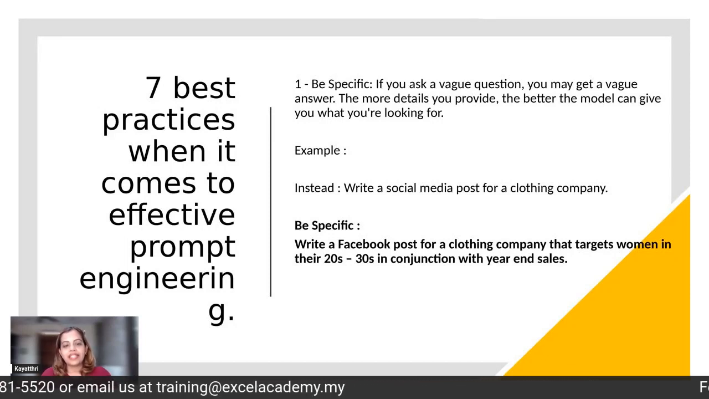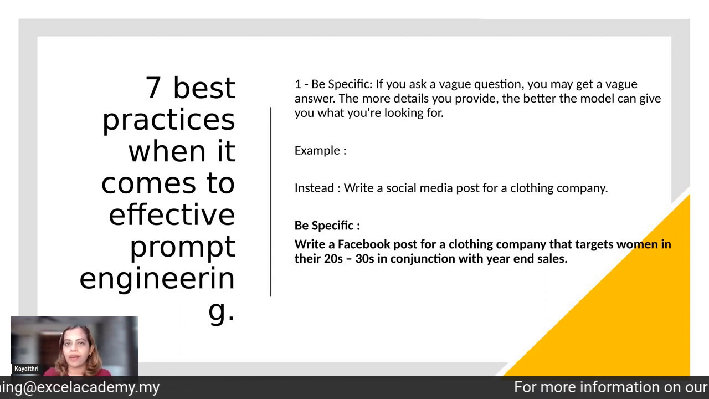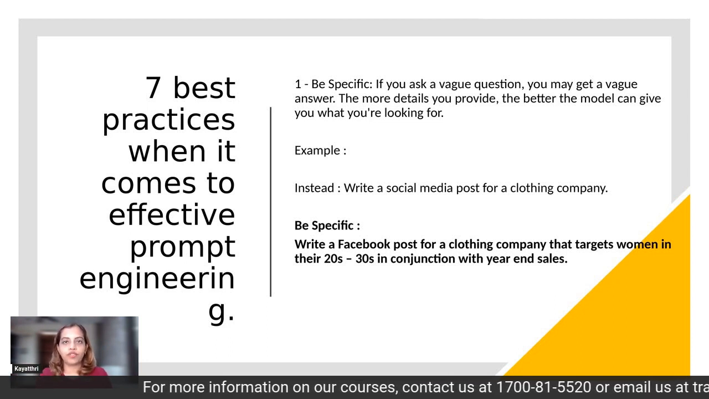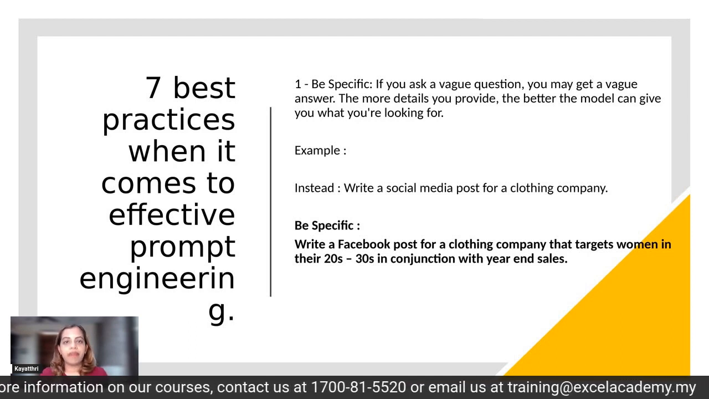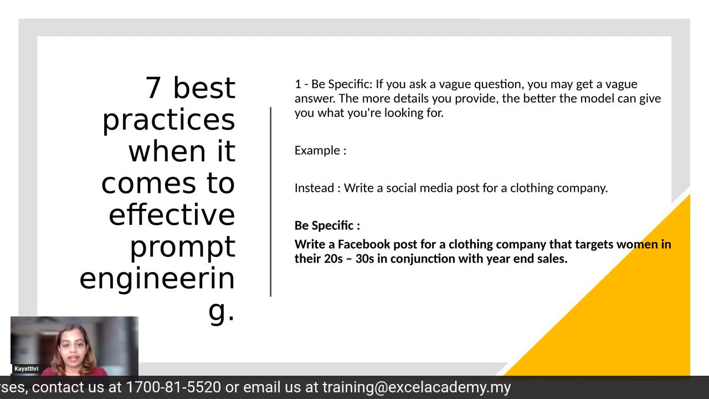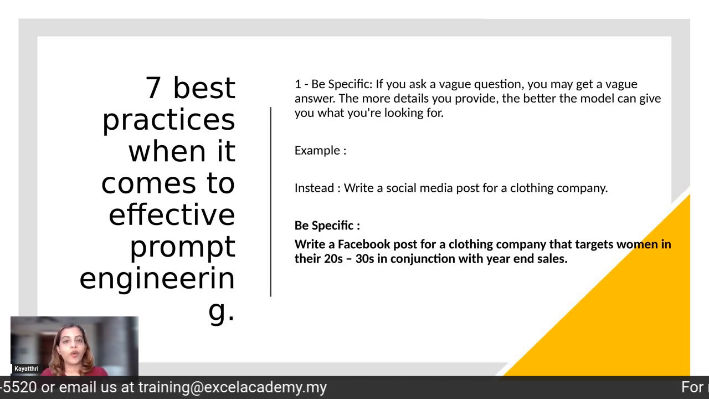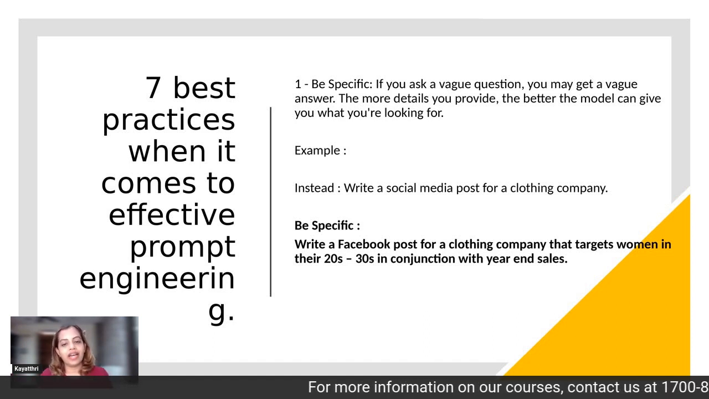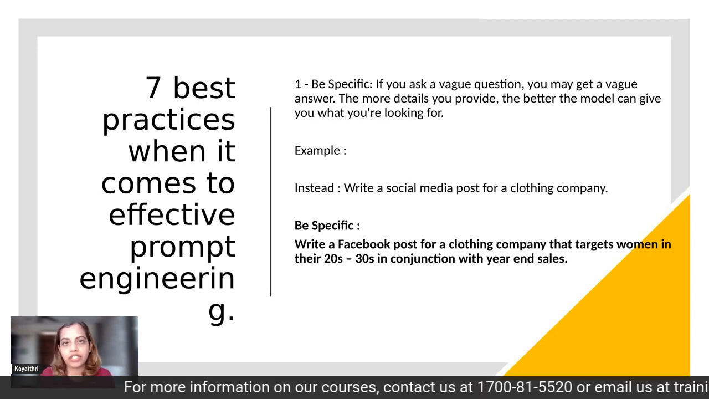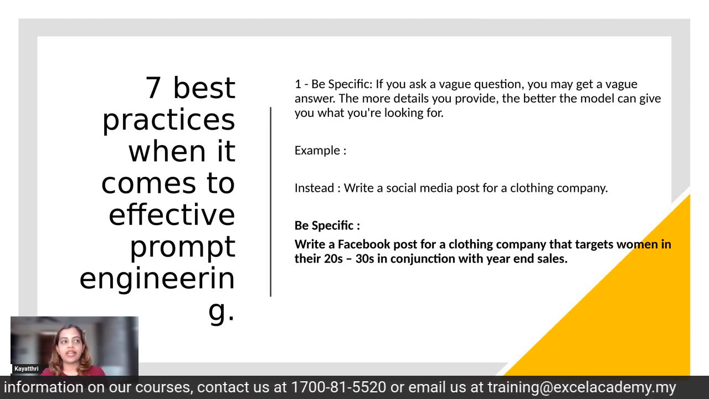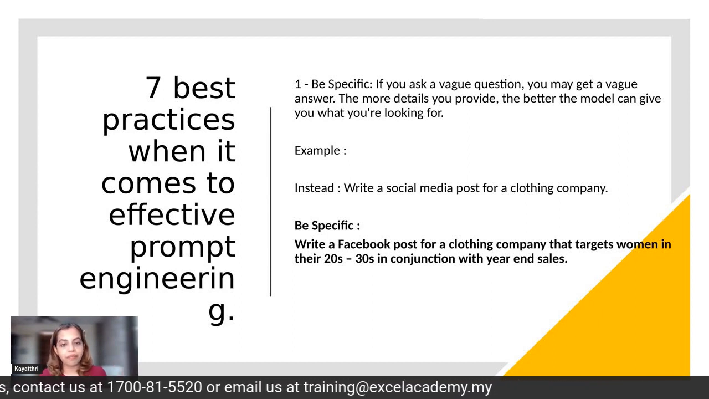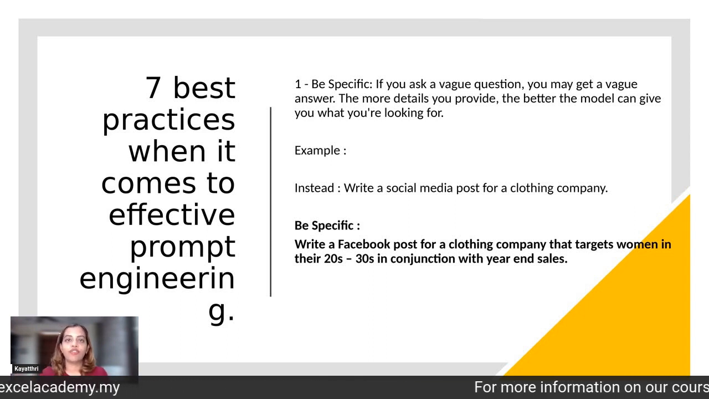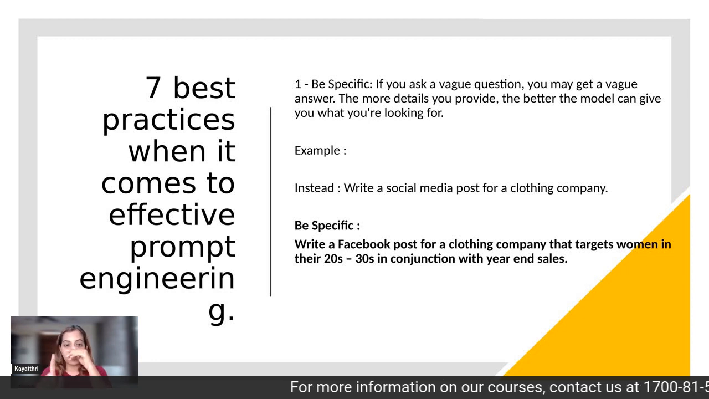For example, I can say, write a social media post for a clothing company. I can just say that, and it will give me a social media post for a clothing company. But how can we be more specific in prompting it? It would be: write a Facebook post for a clothing company that targets women in their 20s to 30s in conjunction with the year-end sale. If you see, I've given a lot of information for ChatGPT to process, rather than just writing a social media post for a clothing company. So try to be specific. That is your tip number 1.